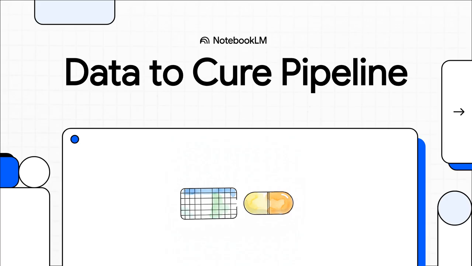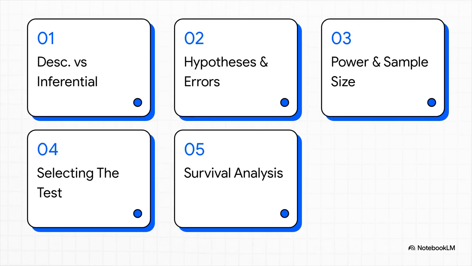Because in biomedical research, it's not just about collecting numbers. It's about interpreting them correctly to actually change patient care. And to pull that off, researchers rely heavily on inferential statistics. Okay, let's dive into this.